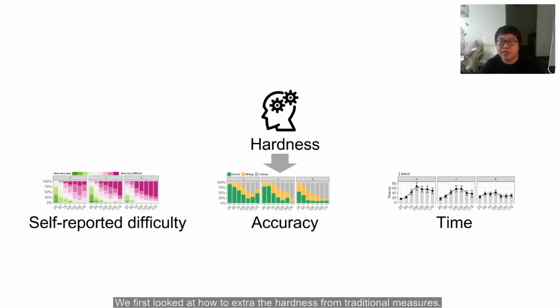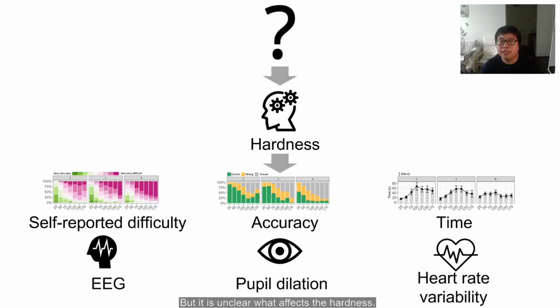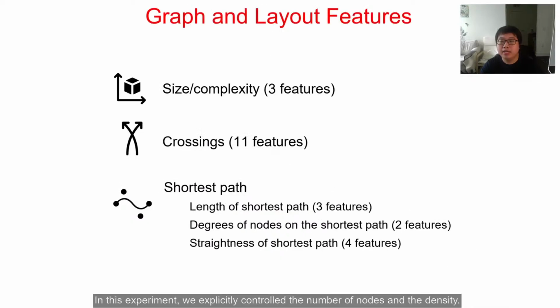We first looked at how to extract the hardness from traditional measures. We also looked at how the physiological measures are affected by the hardness. But it is unclear what affects the hardness. In the experiment, we explicitly controlled the number of nodes and the density because these are the two measures widely used in the literature in graph visualization user studies. However, we would like to investigate the other graph and layout features in the datasets we generated.